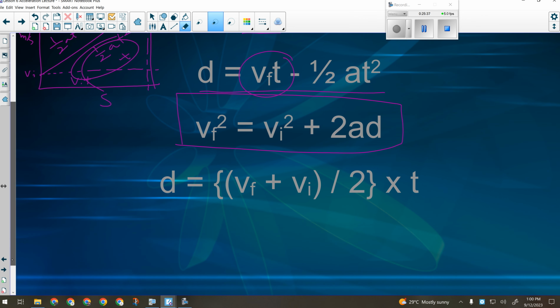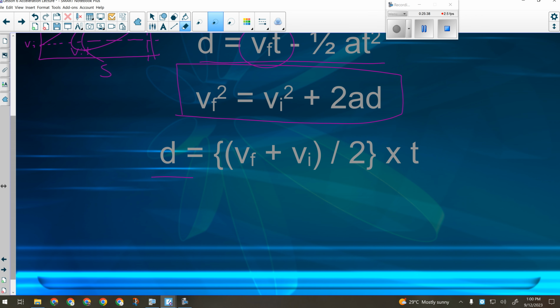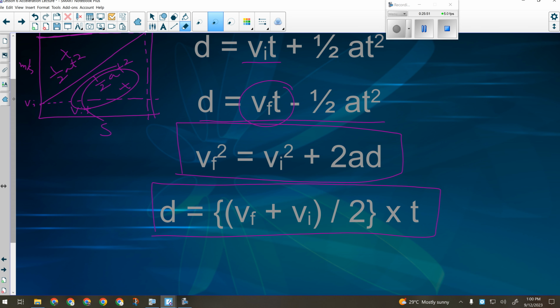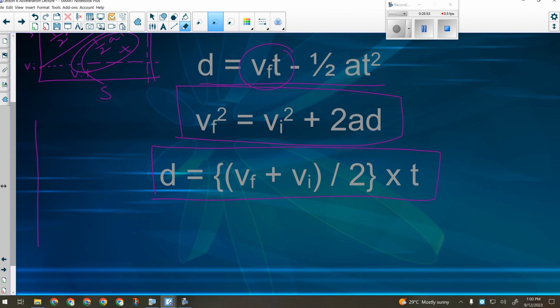And then there's this last one. It's the one we use the least, and that's because the acceleration has to be uniform for it to work. That means it has to be a graph that looks like this one. It can't be a graph that looks like this. That's not going to work for this.